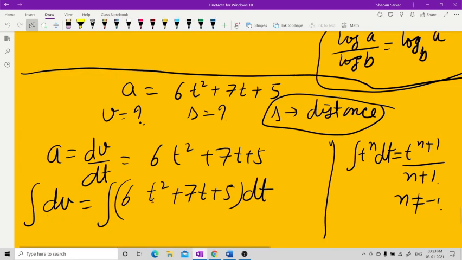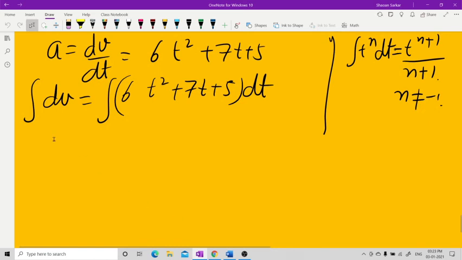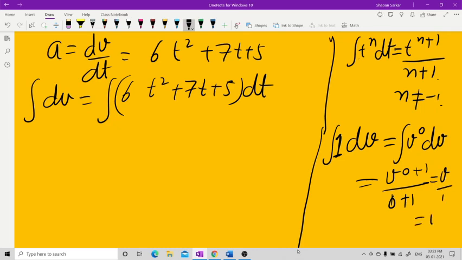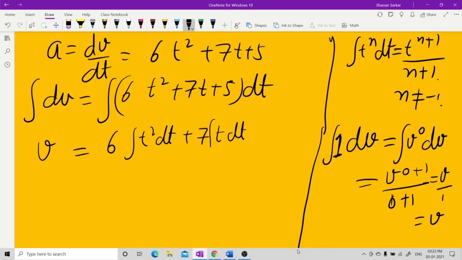Now you see one thing. Let me go down a little. Let me take some page. Now you see this. When this is dv, that means there is a 1 here automatically. That means there is a v to the power of 0 dv. Now you use this formula. Integral of v to the power of 0 dv is equal to v to the power of 0 plus 1 upon 0 plus 1. That is nothing but v upon 1, and this is v. So this becomes v. This becomes 6 out, t square dt plus 7 t dt, constant is out, plus 5 dt. This time this will not become 0 because this is an integration.